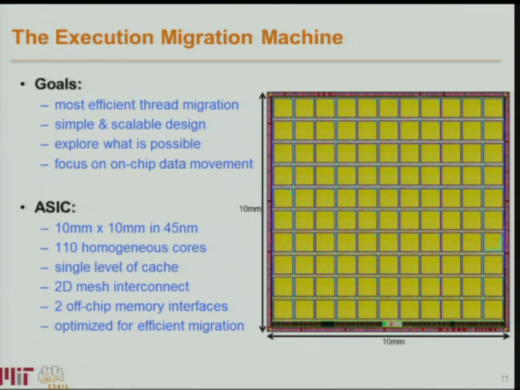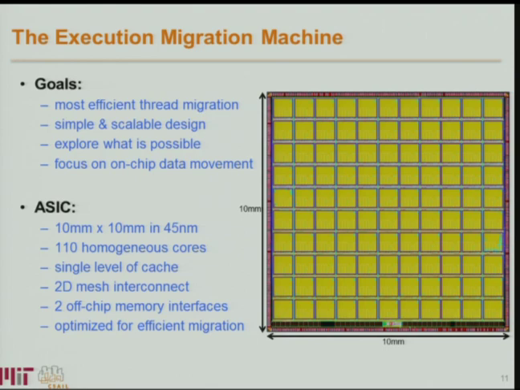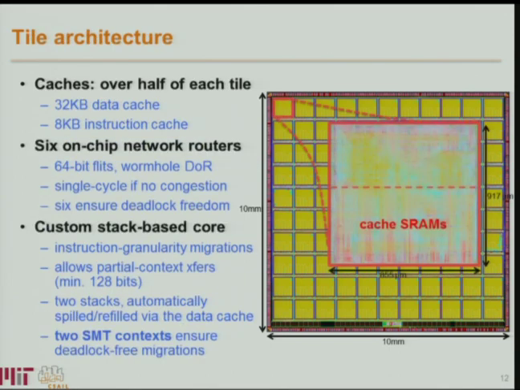So this is a picture of the layout of our chip. It's 10 by 10 millimeters and 45 nanometer silicon on insulator. It's a little bit less than 400 million transistors. It has 110 cores, as I mentioned previously. They're all homogeneous, so they're all the same. And it has only a single level of cache. The interconnect is a two-dimensional mesh. The one thing that this chip is optimized for is efficient migration, and I will talk a little bit about that in a few slides.